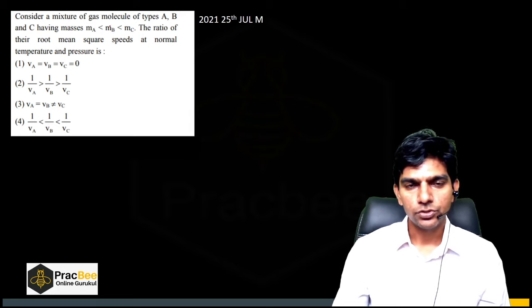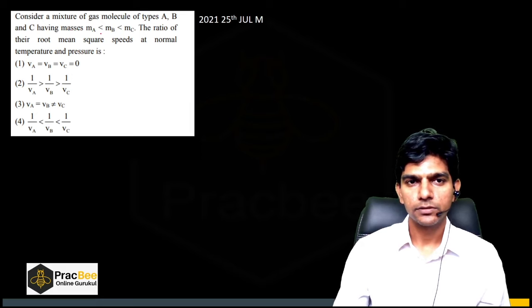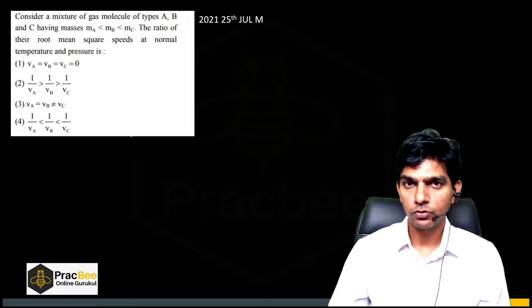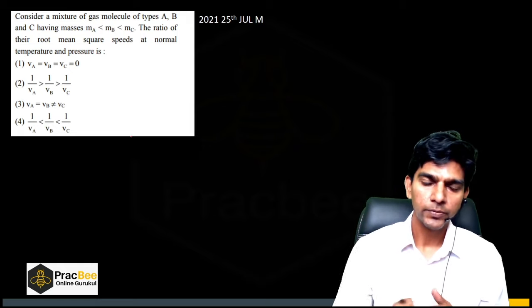So consider a mixture of gas molecules of types A, B and C having masses. So this is the increasing order of masses: A is less than B is less than C. The ratio of their root mean squared speeds at normal temperature and pressure. Very straightforward question. Pause the video, try to solve this question.